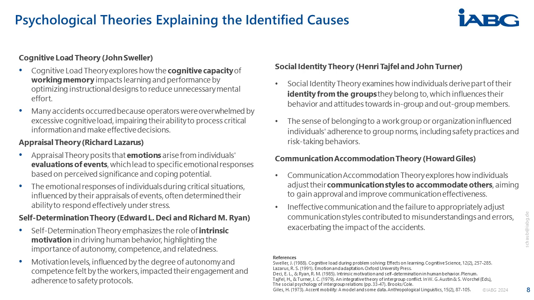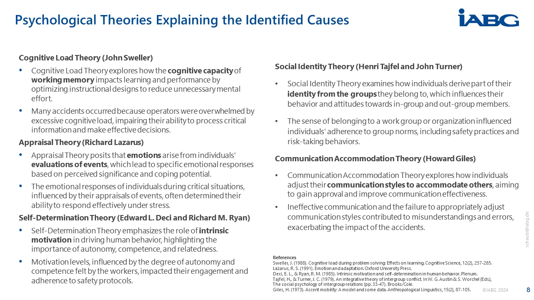When these needs are satisfied, individuals are more motivated and engaged. In the workplace, the motivation levels of workers, influenced by their perceived autonomy and competence, significantly impact their engagement and adherence to safety protocols. Workers who feel autonomous and competent are more likely to take ownership of their tasks and follow safety procedures diligently, thereby reducing the likelihood of accidents.